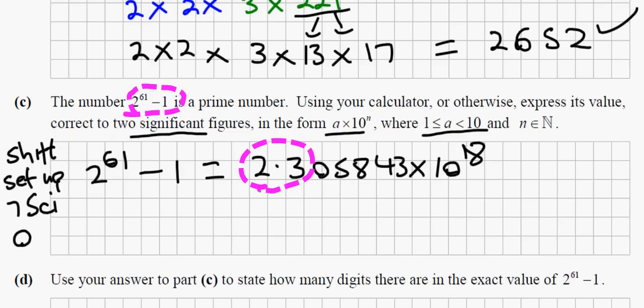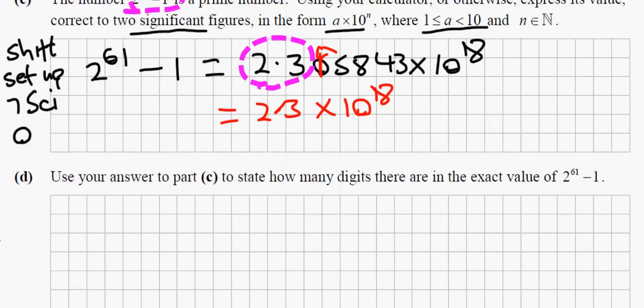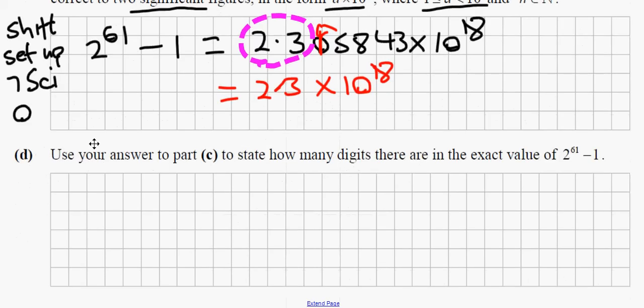Now 2.3 is the first two significant figures. Therefore, what's going to happen next is we're just going to get rid of the rest of the numbers, so our answer is going to be 2.3 times 10 to the power of 18. Okay. Now, the next part is use your answer in part C to say how many digits there are in the exact value of 2 to the power of 61 minus 1.